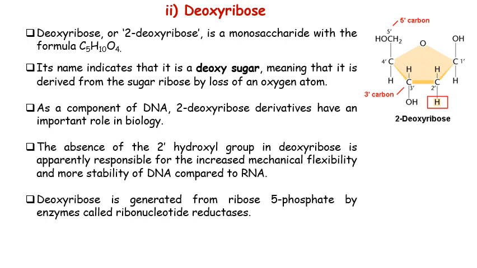Further, deoxyribose is generated from ribose 5-phosphate by an enzyme called ribonucleotide reductase. So it is generated from ribose 5-phosphate by the action of this enzyme, that is ribonucleotide reductase. Here on the top right corner, the graphical representation of the structure of deoxyribose shows that at carbon number 2, apart from the hydroxyl group, there is a hydrogen atom. That is the main difference between ribose and deoxyribose.